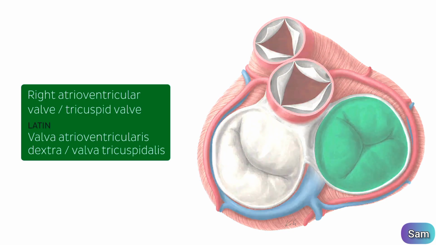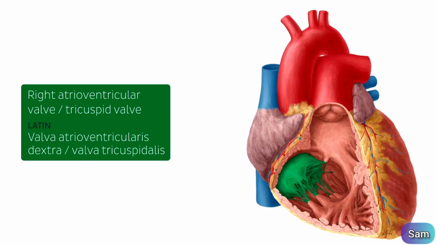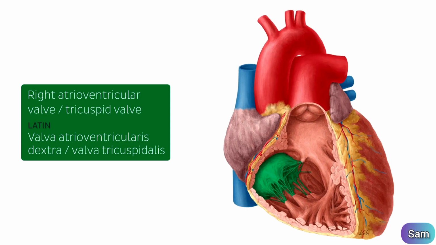If I move on to this image here, to the anterior view of the heart, where we cut open the right ventricle, you can see the tricuspid valve highlighted in green. This valve is connected to the papillary muscles, these muscles here, through these structures known as the chordae tendineae, lying then in the right ventricle.